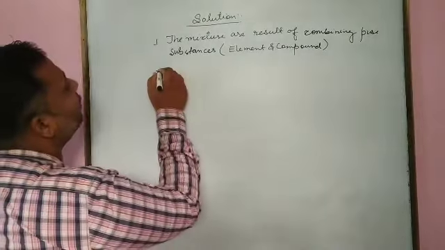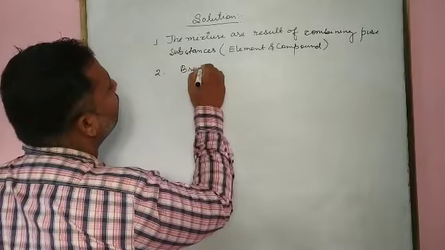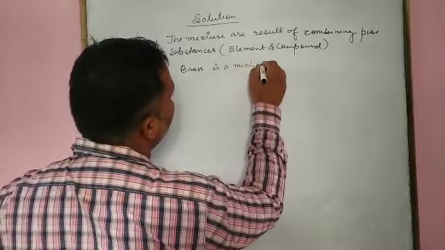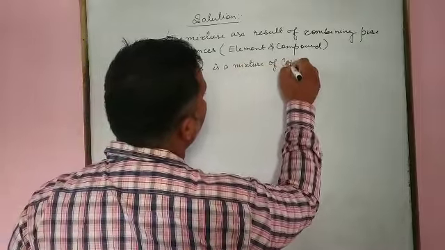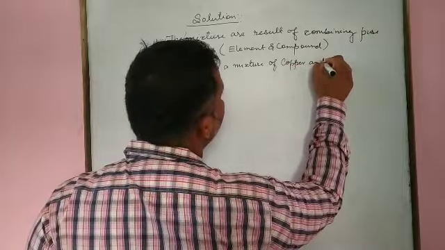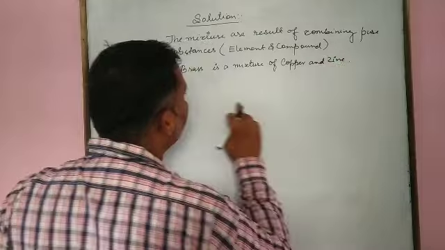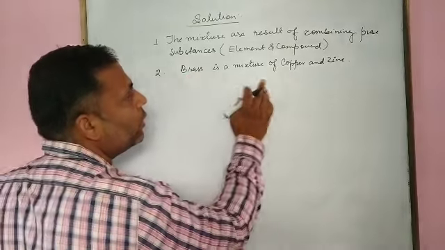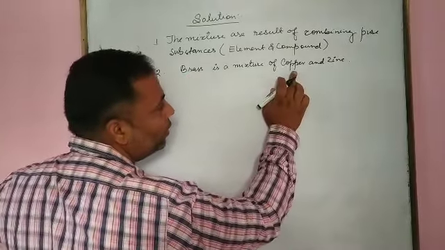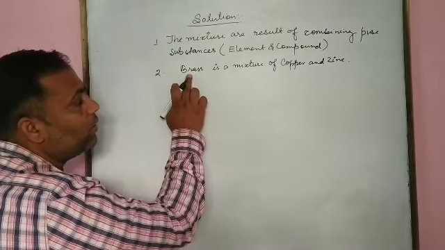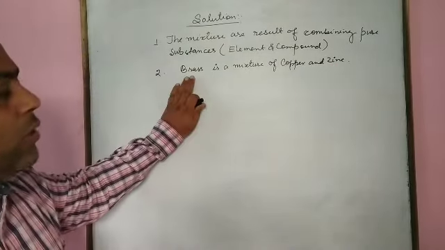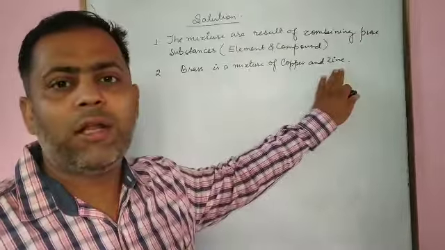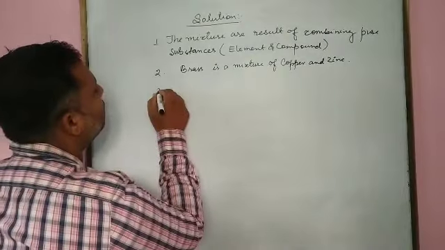Suppose we take the next one, brass. Brass is a mixture of copper and zinc. Brass is important to us because of its property, and the property of the brass is dependent upon its composition, that is the copper and the zinc. That's why the brass is important to us. It means the utility of the brass depends upon its composition, that is the amount of copper and zinc content in it. Next to that, we will discuss German silver.